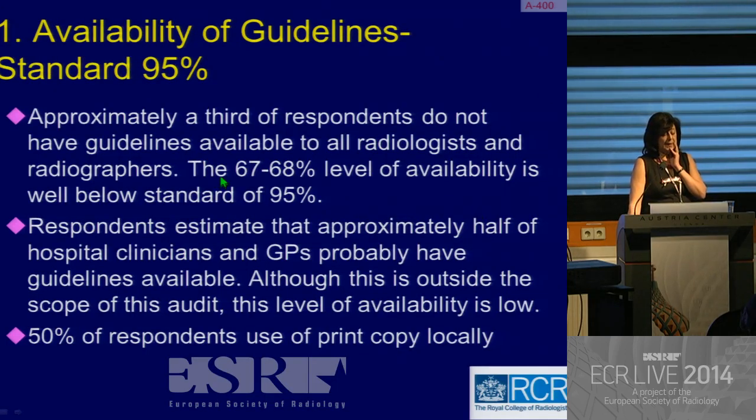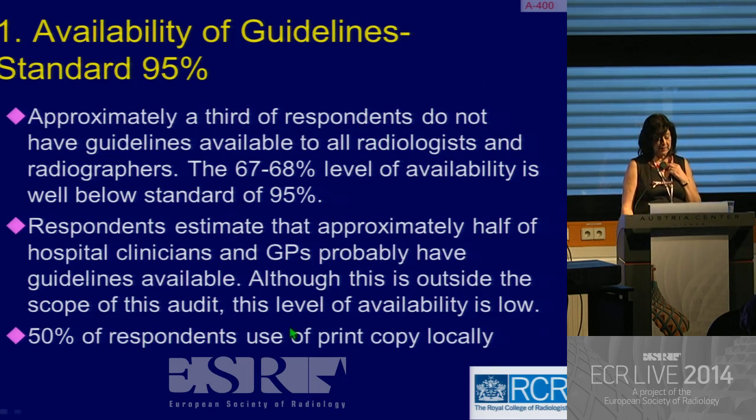And it was quite interesting. If we look at the first standard, about a third of respondents didn't have ready access to the guidelines, which should be available nationally. And there was only a 67 to 60% availability level. And that was well below the standard of 95%. And the respondents estimated that about half of hospital clinicians and GPs probably have the guidelines available, even though they are supposed to be nationally available.